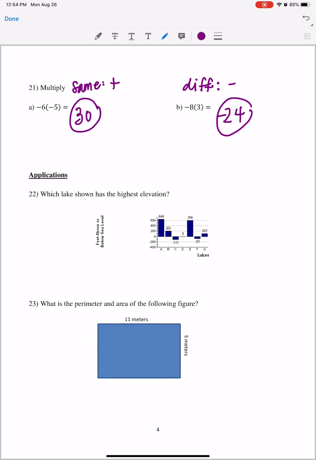Applications, number 22, which lake has the highest elevation? So you're just, can you read a map? Because I want to know the highest, I want to know which one is up the furthest. So my biggest number is 644, and so Lake A.